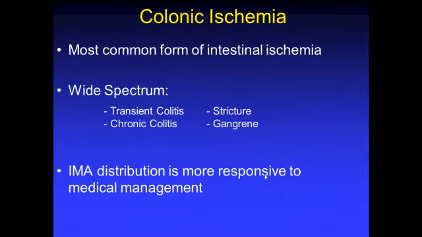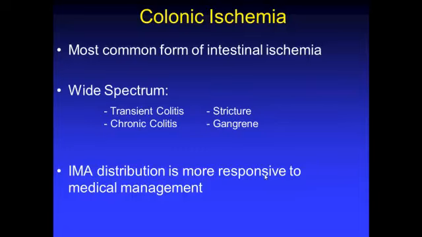Okay, last topic is colonic ischemia, and this is something that we see fairly frequently. This is actually the most common form of intestinal ischemia, and essentially what you're dealing with is ischemia in the inferior mesenteric artery distribution, which tends to have a much more benign course and is less commonly due to a true thromboembolic issue. It's more commonly just due to a low flow state and is more responsive to medical management.